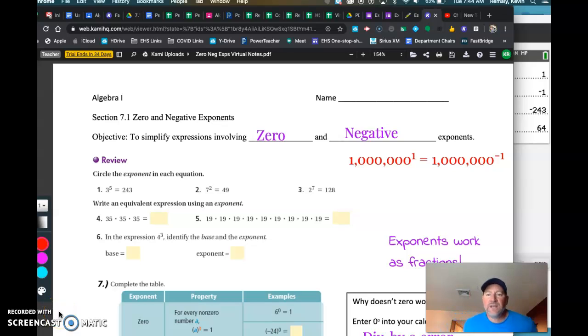All right, ladies and gentlemen, the next lesson that we're going to be going through is exponents and dealing with different kinds of exponents. Most notably for this week, it's going to be dealing with zero exponents and exponents that are negative. Exponents are a great short way to represent very large numbers and very, very small numbers.